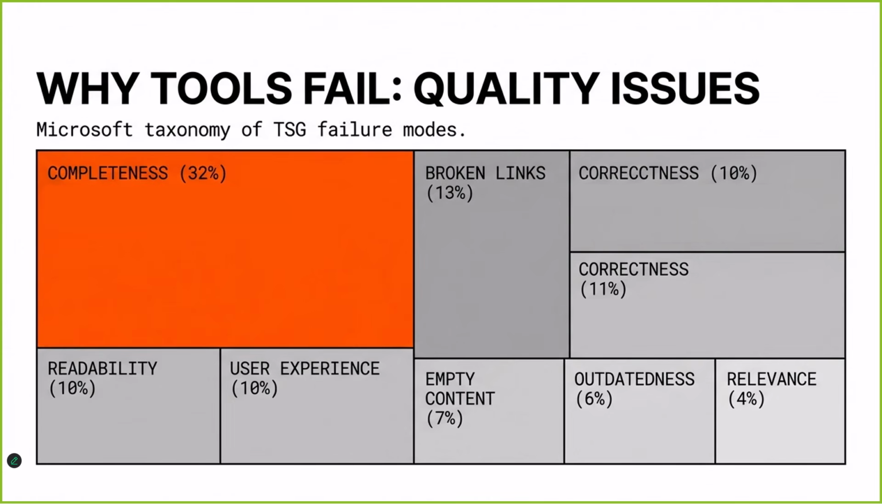You get the point. Readability, I left that in there when Notebook LM did it for that very specific purpose. Readability and user experience were important. Empty content, literally having a playbook go to nothing because we didn't finish it. Outdatedness, it is old information that no longer applies, or relevance. It does not apply to the current situation you're troubleshooting.